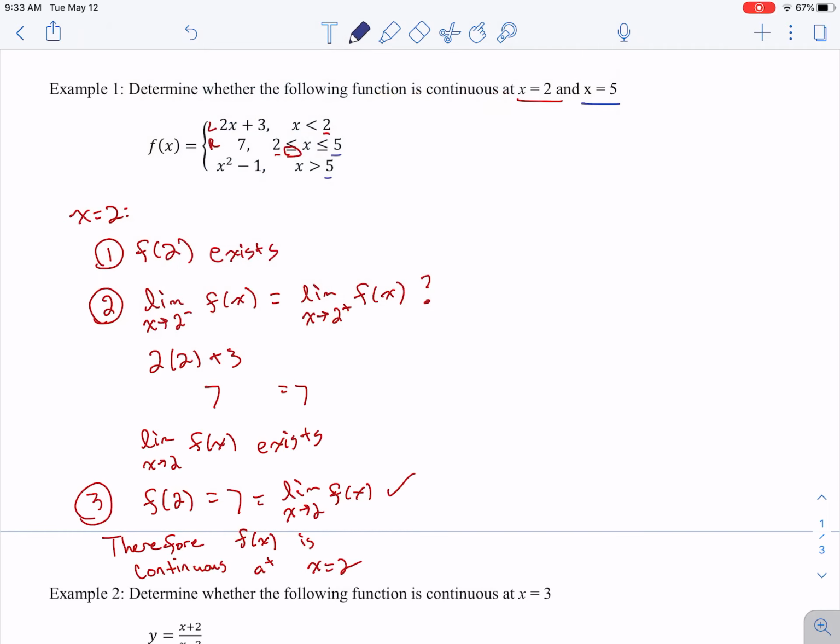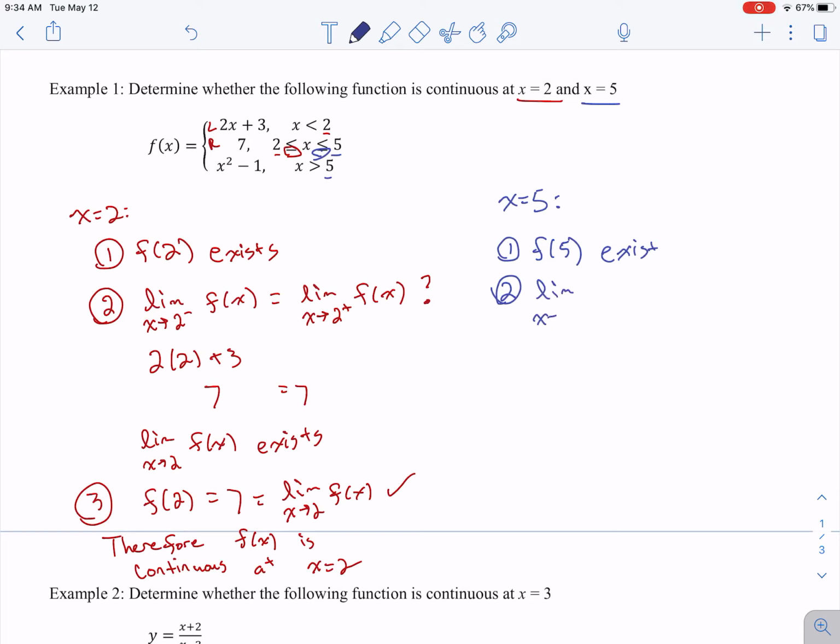If you can just tell right off the bat something's not continuous, you don't need to go through all these steps. You can just pick one out and go, oh, well, that doesn't work. But I'll go through this anyway. So for step 1, f of 5, there is a value at 5, and it's 7. So that exists. Okay, it does equal.